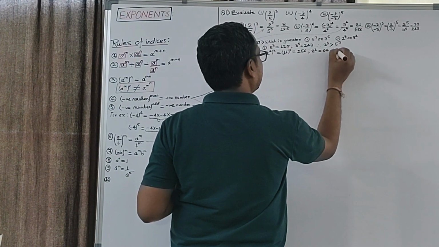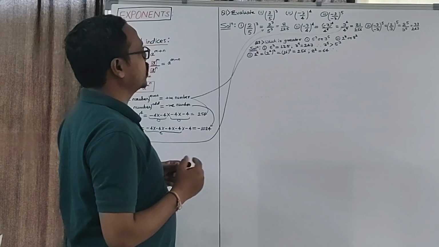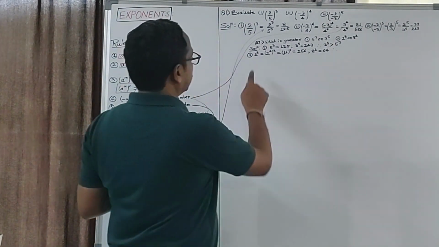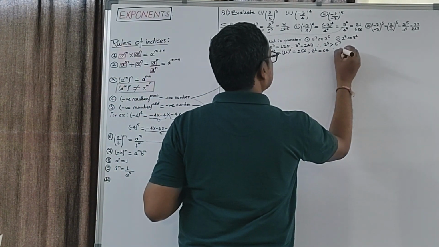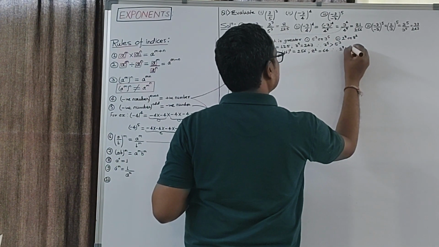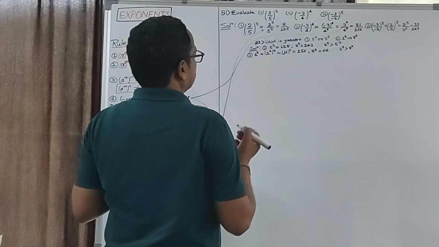So now please take a pause and think: which one is bigger out of 256 and 64? You can say 2 raised to the power 8 is bigger, right? 2 raised to the power 8 is greater than 8 raised to the power 2. That is a simple question.